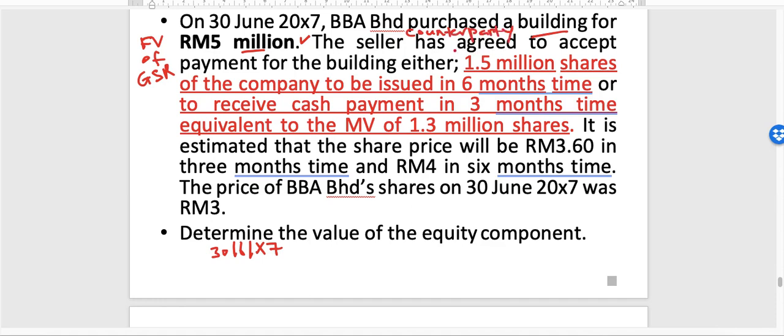So if it is a counterparty, remember the company effectively issues a compound instrument, whereby you need to identify what is the equity component. So the choice is either 1.5 million shares to be issued in 6 months' time, or to receive cash to be paid in 3 months, which is equivalent to 1.3 million shares. It is estimated that the share price will be RM3.60 in 3 months' time and RM4 in 6 months' time. The price of the shares on 30th June year 7 was RM3.